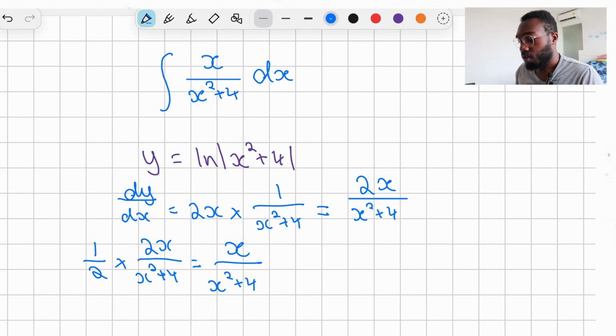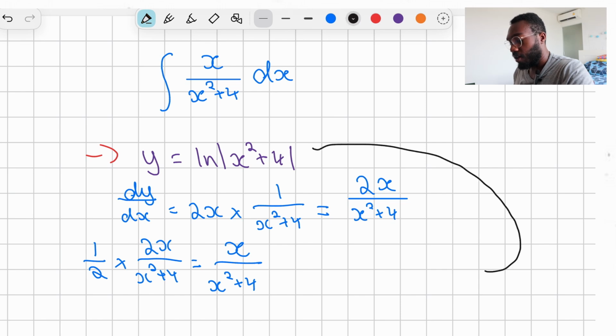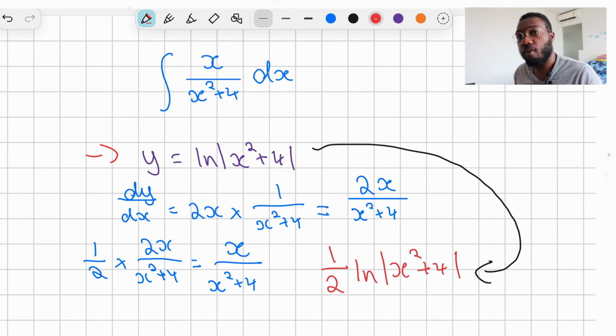So therefore, if we know that we need to times it by a half, then over here, where we have the y, we just need to add a half to that. So we should add a half. And if we add a half, that would make it a half ln of x squared plus 4. And that would actually be your answer. Because if you were now to differentiate a half ln of x squared plus 4, you would get your x over x squared plus 4.